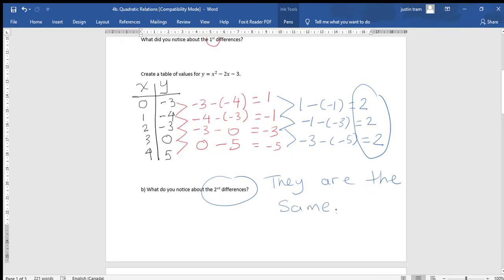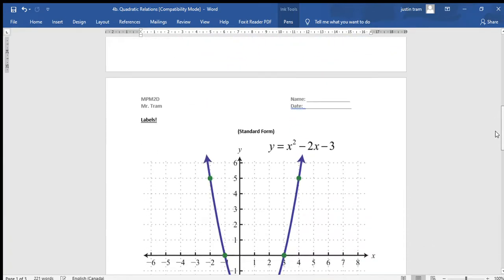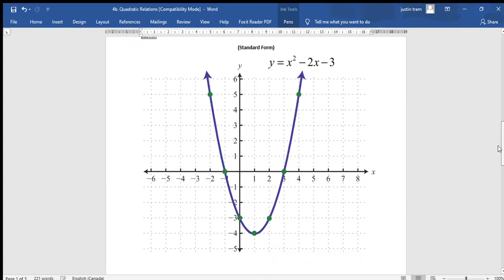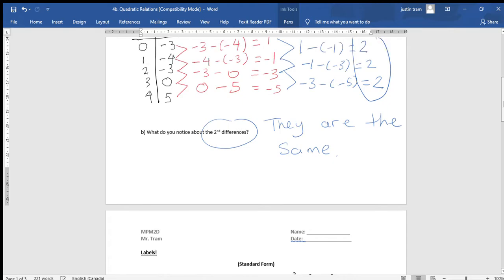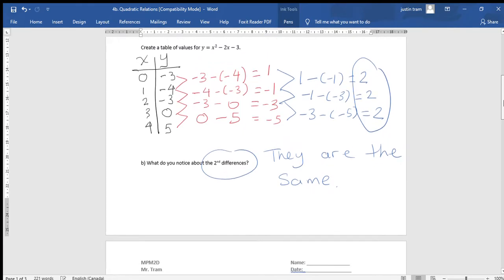Okay. Now, if I were to take this and graph this in Desmos, which I would recommend you try right now, take out your phone, type this into Desmos, you would get a graph that looks like this. Y equals x squared minus 2x minus 3.